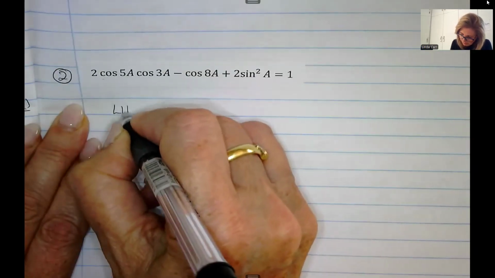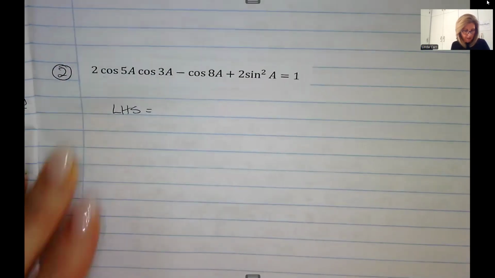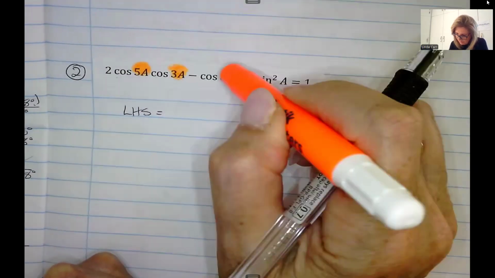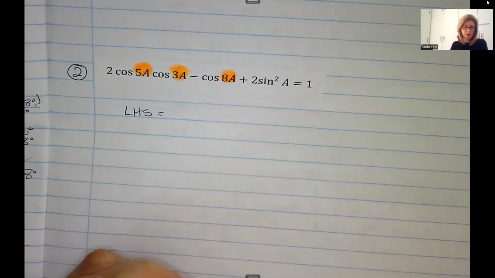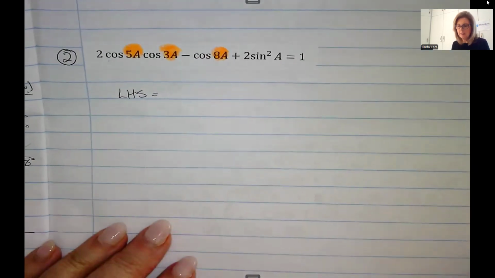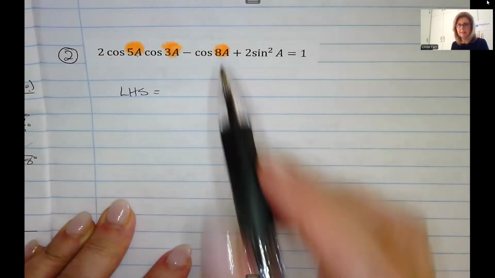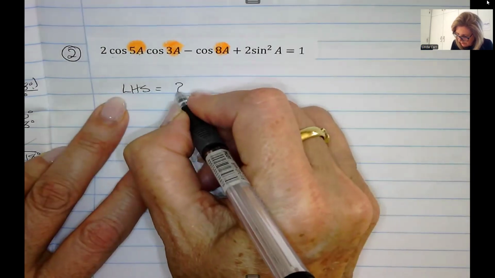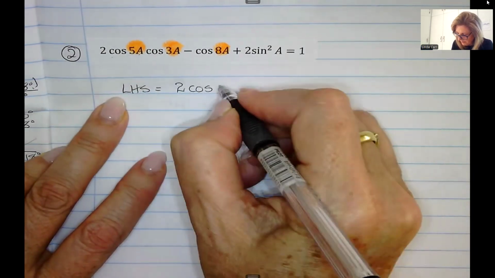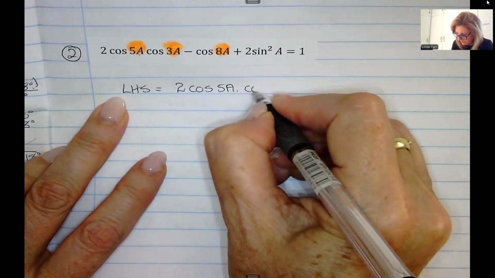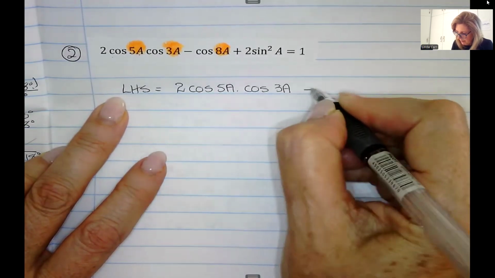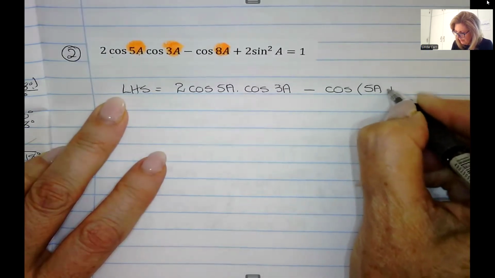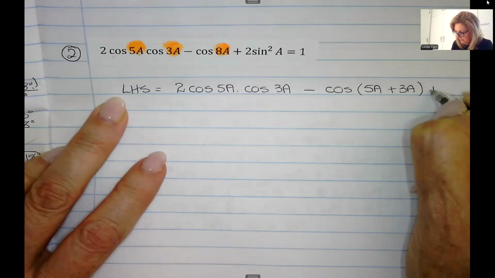So I'm working with my left-hand side. And the thing that I notice is if I look at those numbers, can you see it's not a coincidence that that's a 5 and that's a 3 and that's an 8? So what I'm going to do, because I'm trying to get common angles or something, I'm going to take that 8A and I'm going to turn it into 5A plus 3A.